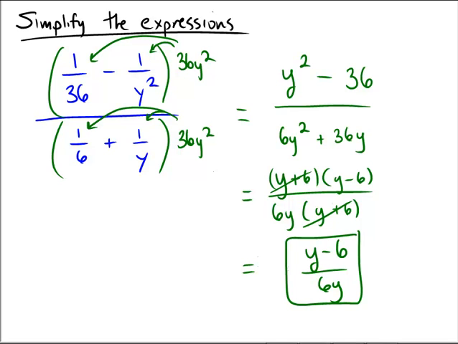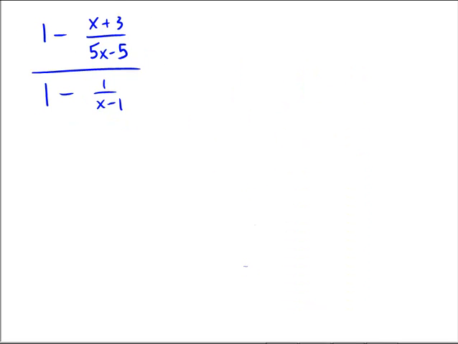Let's try another one. 1 minus (x plus 3) over (5x minus 5), over 1 minus 1 over (x minus 1). Okay, so again I'm going to multiply by the least common denominator of the tops and the bottoms. The 5x minus 5, pretty sneaky here, I'm going to think of that as a 5 times an x minus 1. I always like to factor first because it's going to help me to find my denominators. So on the top and the bottom we're going to multiply by 5 times x minus 1.